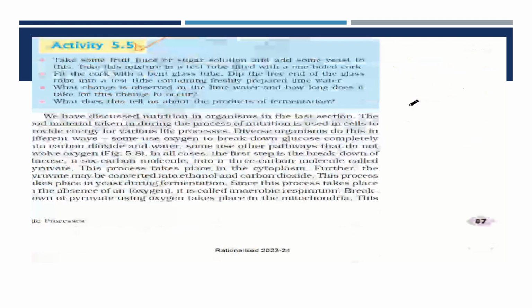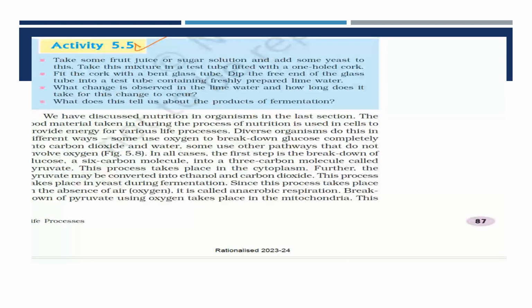Now we are moving to the second activity. Here we are taking some fruit juice or sugar solution and adding some yeast to it. Take this mixture in a test tube fitted with a one-hole cork, and fit the cork with a bent glass tube, and dip the free end of the glass tube into a test tube containing freshly prepared lime water. So what is happening when you add yeast to this sugar solution? Carbon dioxide is being produced in that test tube.